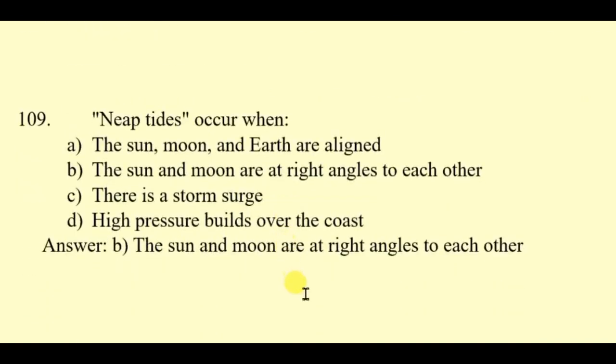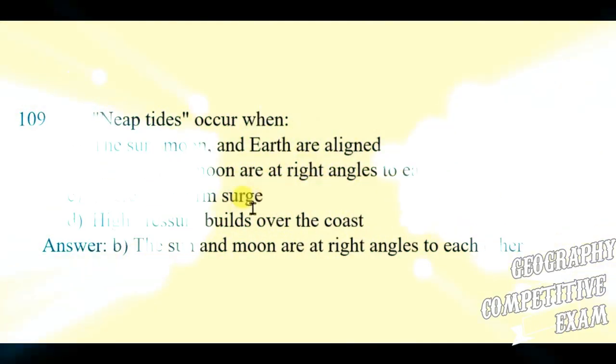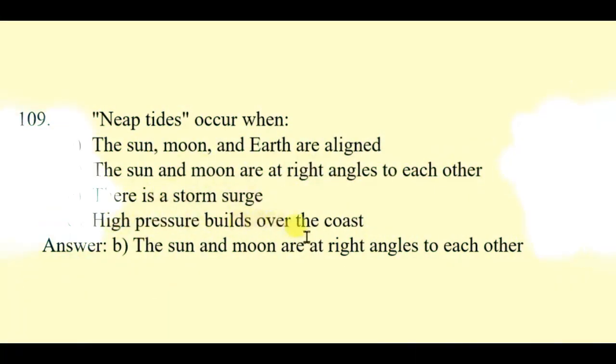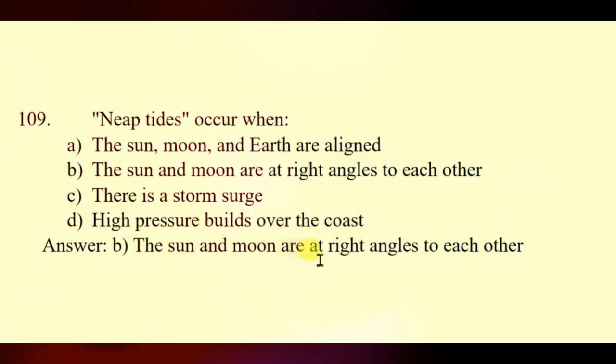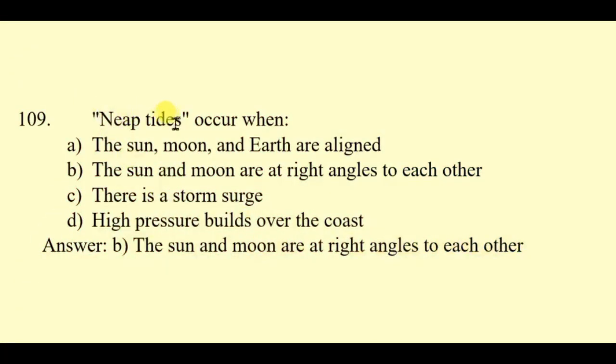Question 109. Neap tides occur when the sun, moon and earth are aligned, the sun and moon are at right angles to each other, there is a storm surge, high pressure builds over the coast. Here the correct answer will be the sun and moon are at right angles to each other. This is called neap tides. But when the sun, moon and earth are aligned, meaning in a single line, then the tides that occur are named spring tide.